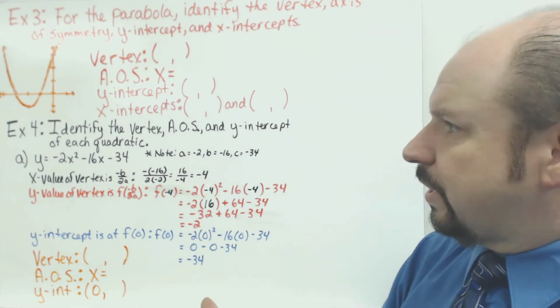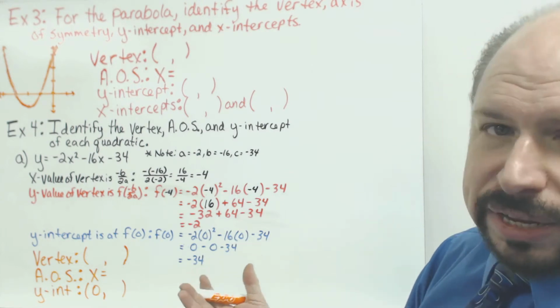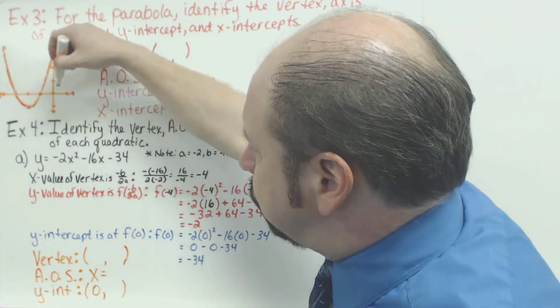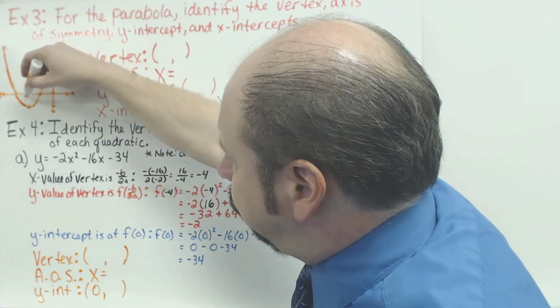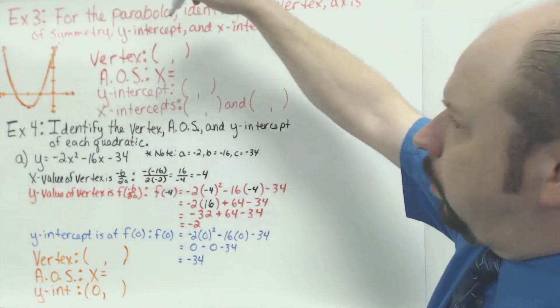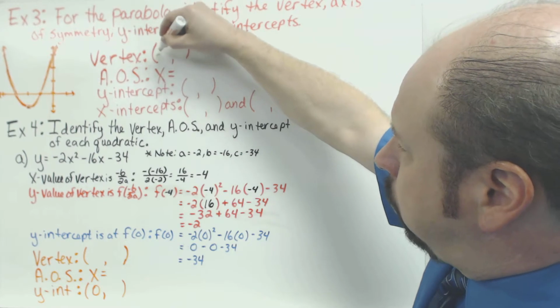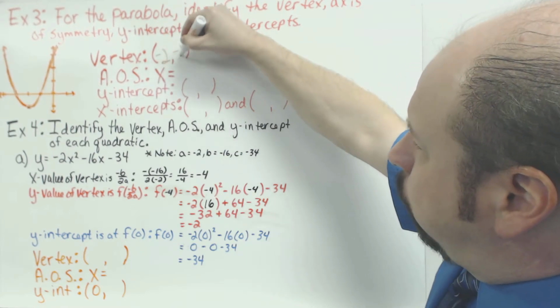So we're going to take a look. Where is the vertex of that? Well, remember the vertex is simply the low point. It's this point right here. So it is at -2 in the x direction and -1 in the y direction. So it's at (-2, -1).